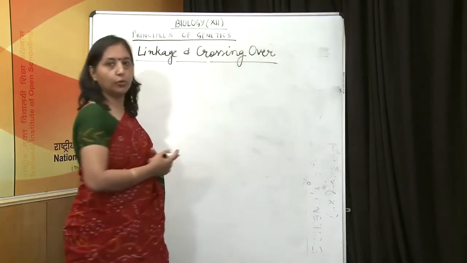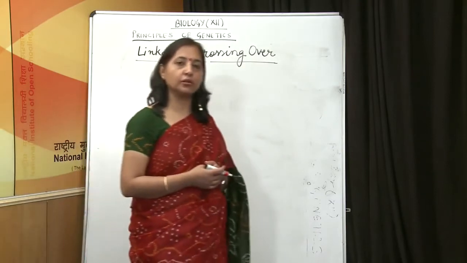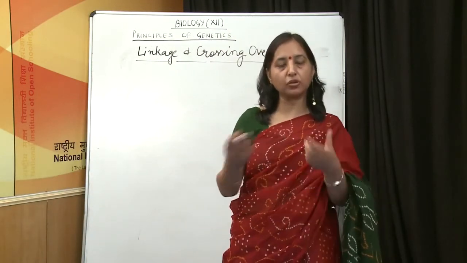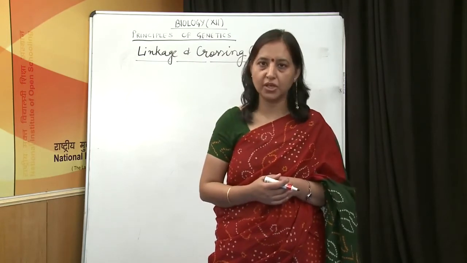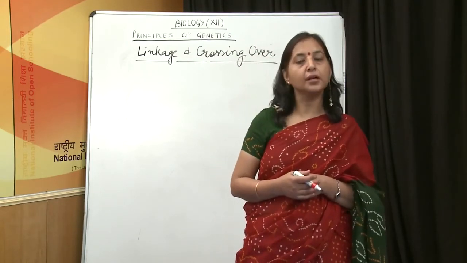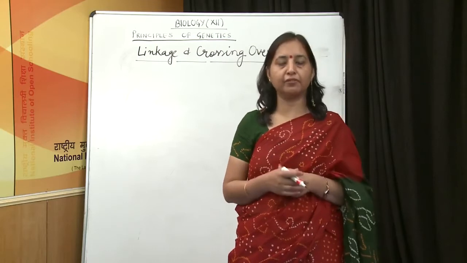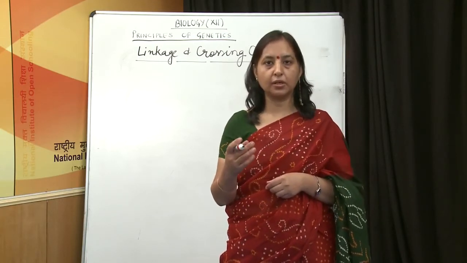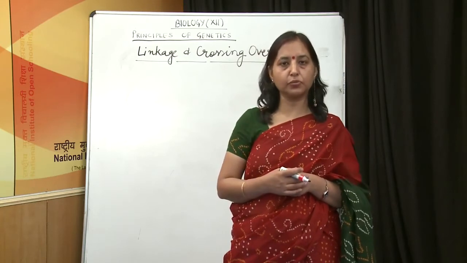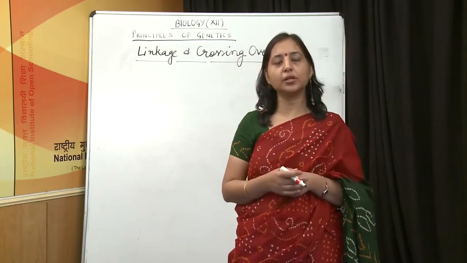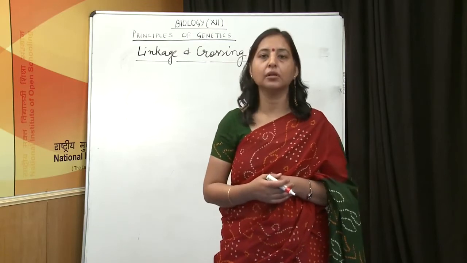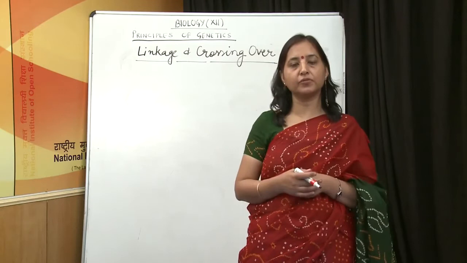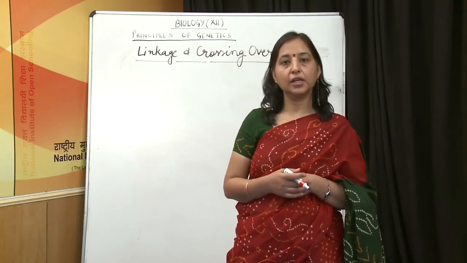Linkage and crossing over. When the genes are present on the same chromosome and they inherit as such, they pass on to the next generation as such, this phenomenon is called linkage. So we can simply define it as the tendency of two or more genes to be very close on the same chromosome, and their tendency to inherit in the next generation as such is called linkage, and that particular group of genes is called a linkage group.